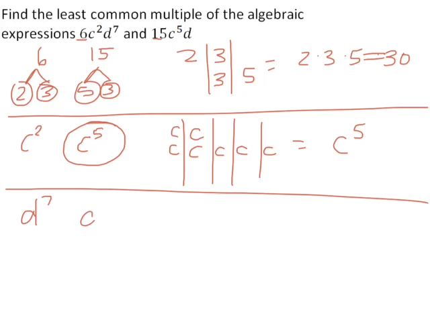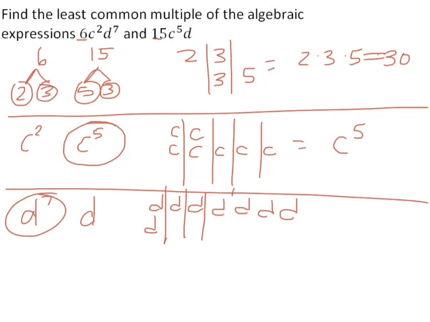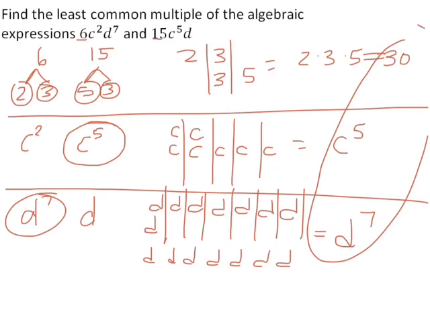which means if we do the same thing for d to the 7th and d, the LCM will be d to the 7th, but just so that you can see it, d to the 7th would be 7 of these, and d would be only one of those. Remember, you have to account for every single column, so this column would bring a d, d, d, d, d, d, d, leaving us with d to the 7th. Now we just put all three of these together, and our LCM is 30 c to the 5th, d to the 7th.